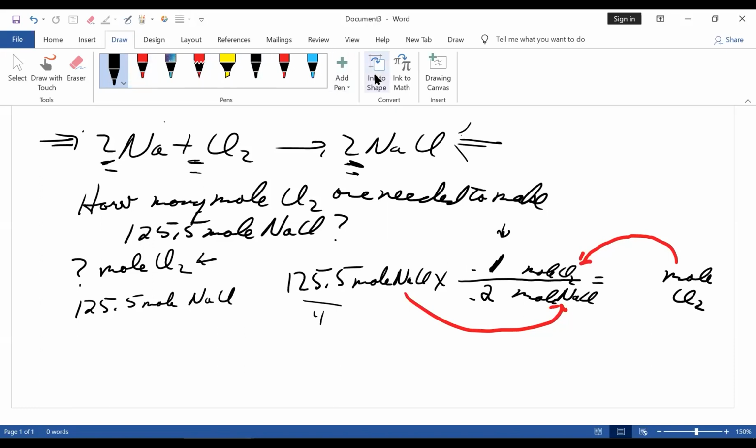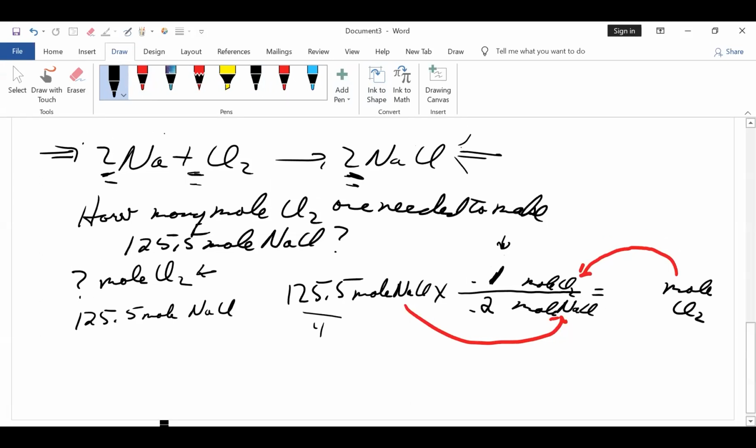And I'll go over to my calculator, but before I do, I'm going to check and use my good buddy unit analysis again. Remember, anything divided by itself becomes the number 1. Moles of sodium chloride divided by moles of sodium chloride cancel out. Make sure you check that. Just don't do this blindly.